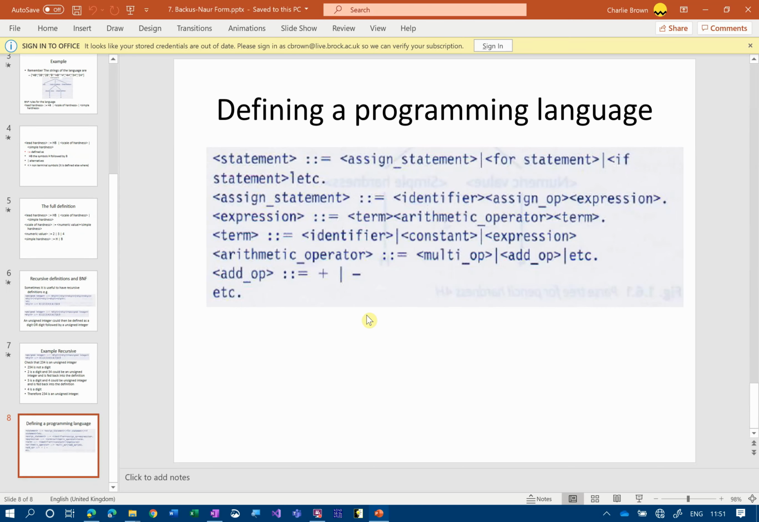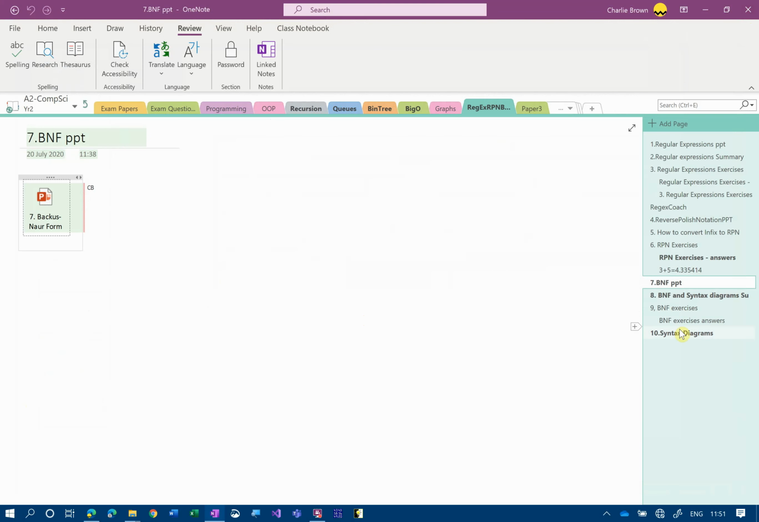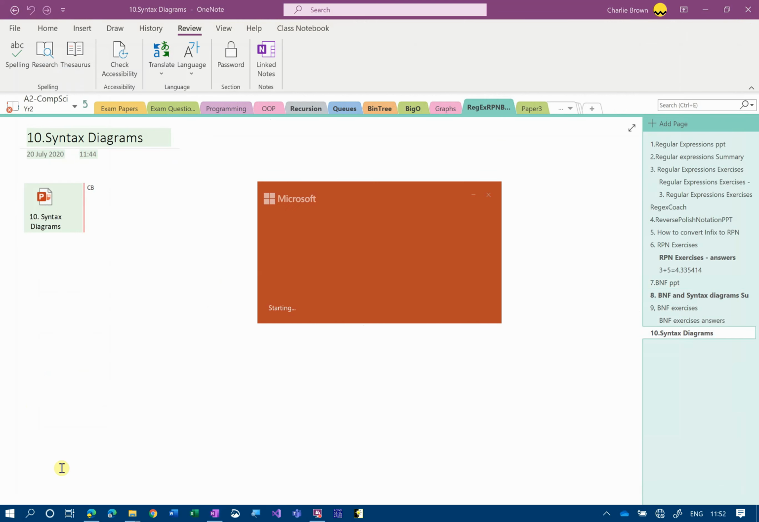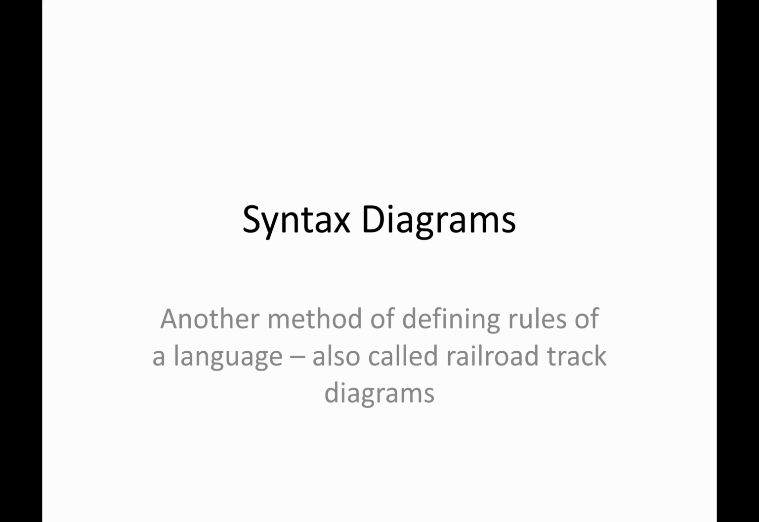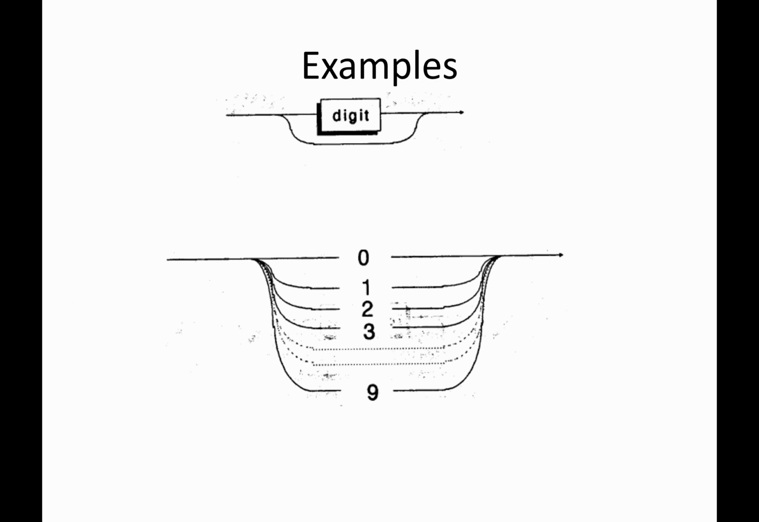Now, let's have a look at the next one, which is syntax diagrams. Now these are incredibly easy. Sometimes called railroad diagrams, I suppose that's more American. Now this was taken from my old Pascal textbook.